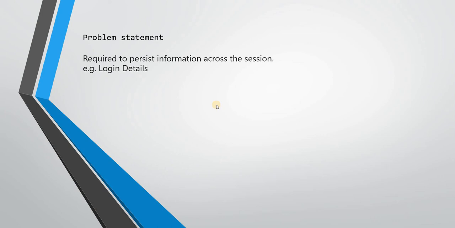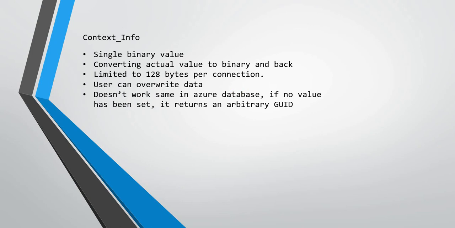So first of all, a problem statement. Why we need context info or session context. Many times, we require some of the information to persist across the session. Whenever any information is created in an application, it should be present across the session and can be used. For example, login details. In those terms, session context or context info are being used.